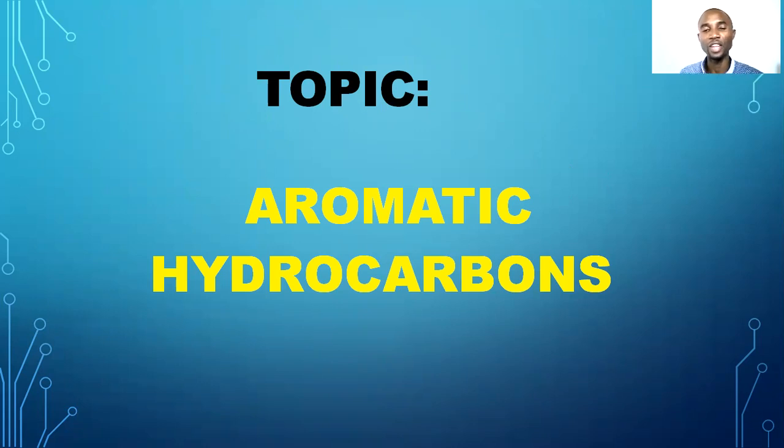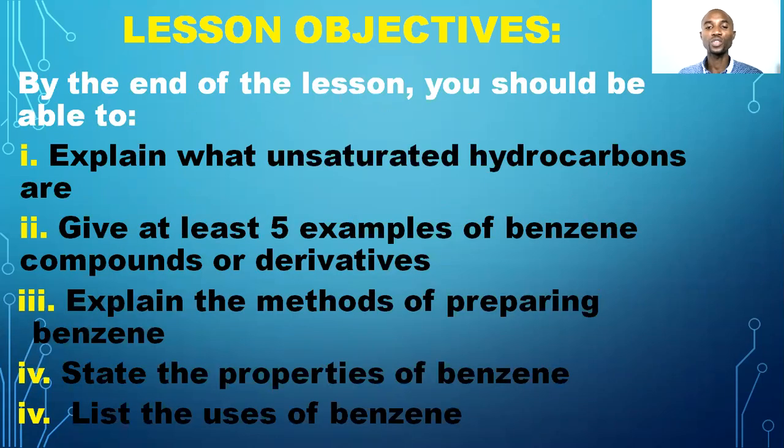All right, today we have a topic in chemistry, very important, called aromatic hydrocarbon. It is expected that by the end of this video, you should be able to explain what aromatic hydrocarbons are. Then number two, you should be able to list at least 5 examples of benzene compounds or derivatives, or give 5 examples of aromatic hydrocarbons. It's one of the things we want to achieve by the end of this class.